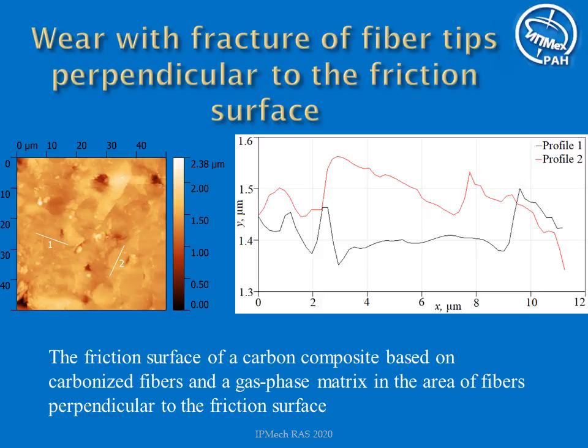This slide shows the surface area of the composite with fibers perpendicular to the friction surface. During the wear process, the fiber tips that rise above the friction surface can break off. However, after this, they again begin to rise, since fibers are on average more wear resistant than the matrix. The process, therefore, is cyclical. The profile shows fibers at different stages of the wear process, towering above the surface and lying below the surface of the matrix.